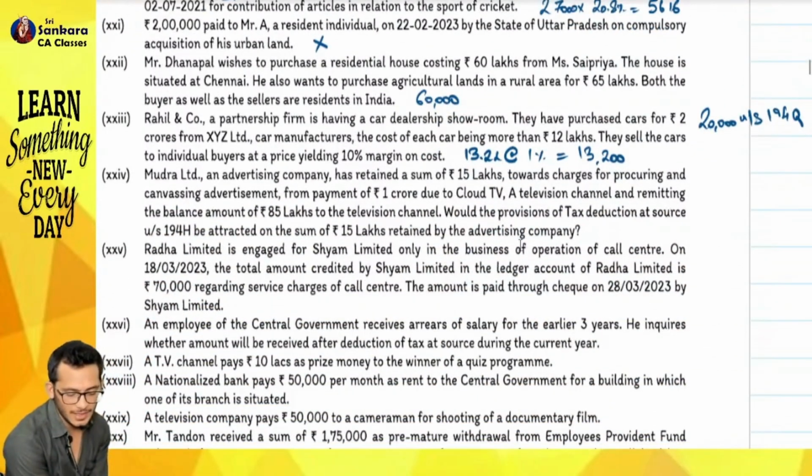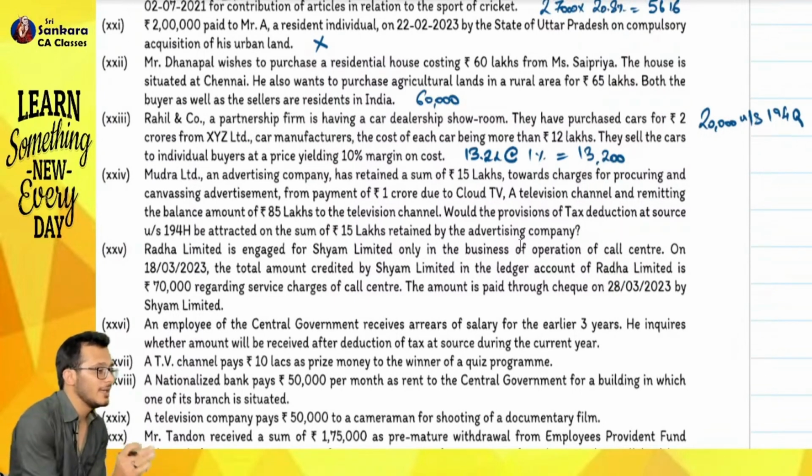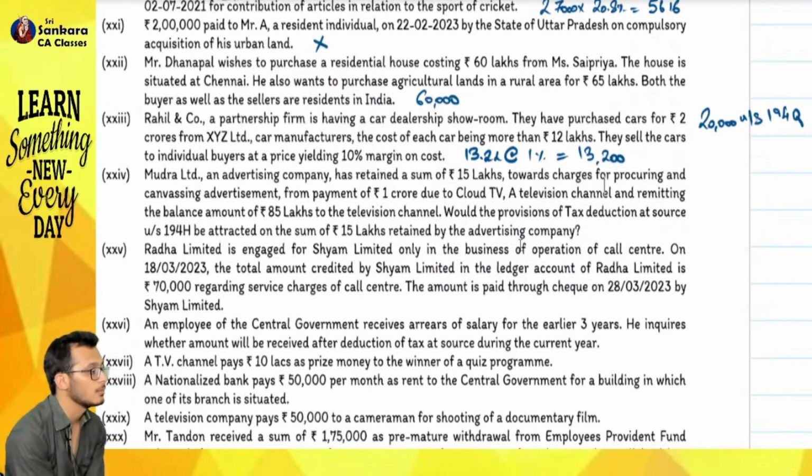Mundra Limited, advertising company, retained a sum of 15 lakhs towards charges for procuring and canvassing advertisement from the payment of 1 crore due to Cloud TV, a television channel, and remitted the balance amount of 85 lakhs to the television channel. Would the provisions of TDS under 194H apply on the 15 lakh rupees? Basically, it's an advertisement agency. The amount totally was 1 crore rupees which they received. In that they said 15 lakhs is my charges. Balance 85 lakhs, they gave it back to you. They're asking whether the 15 lakhs is a commission under 194H. Yes or no? No.